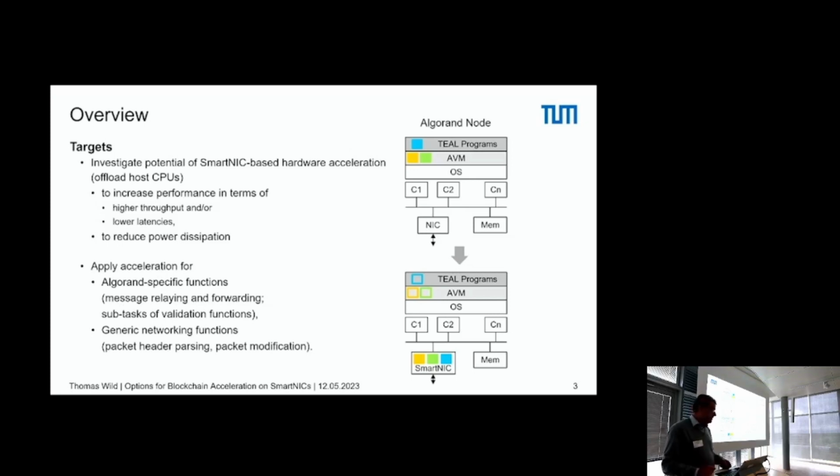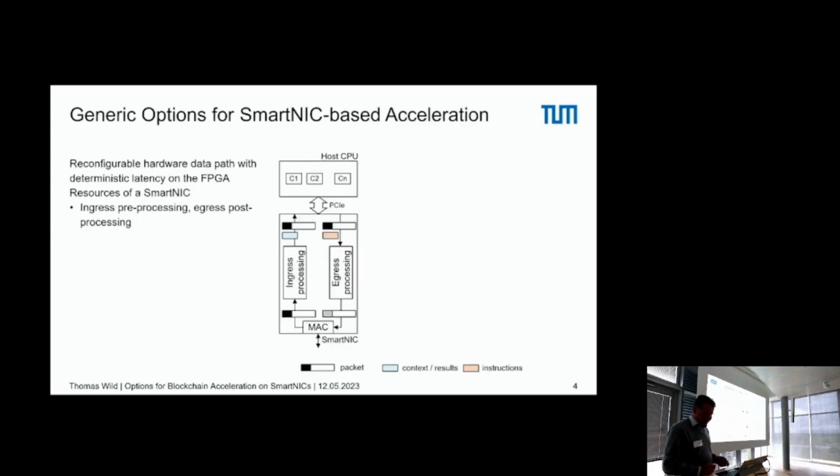I will come in the next slide to the fact that we identified message relaying and forwarding as a special function which is worth looking at in relay nodes, or even generic networking functions which anyhow have to be done, packet header parsing or modifications and the like, so to migrate this into these hardware-based SmartNICs.